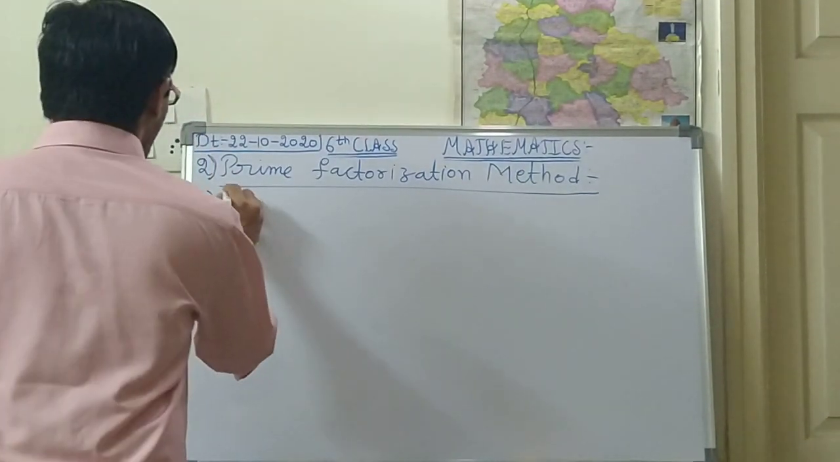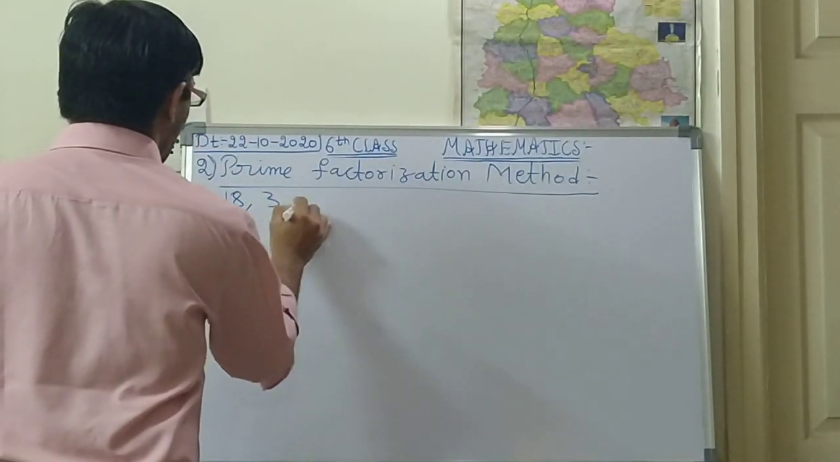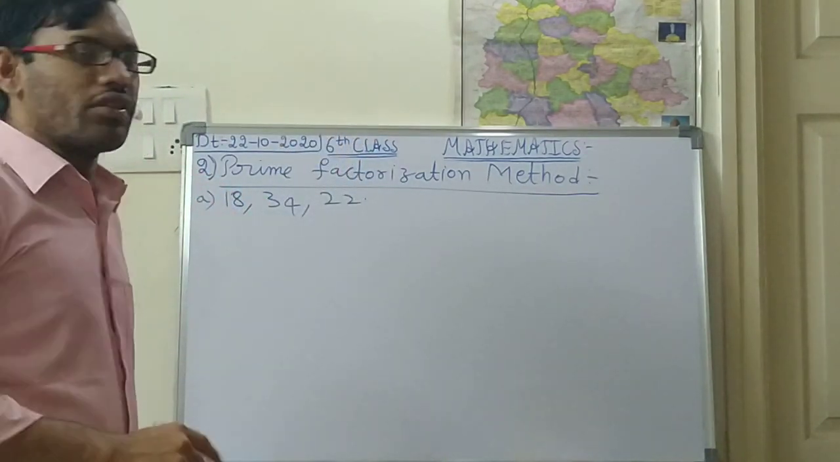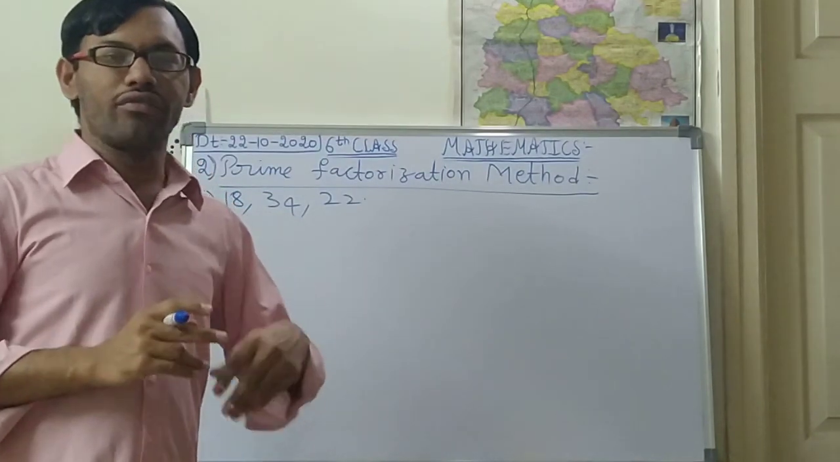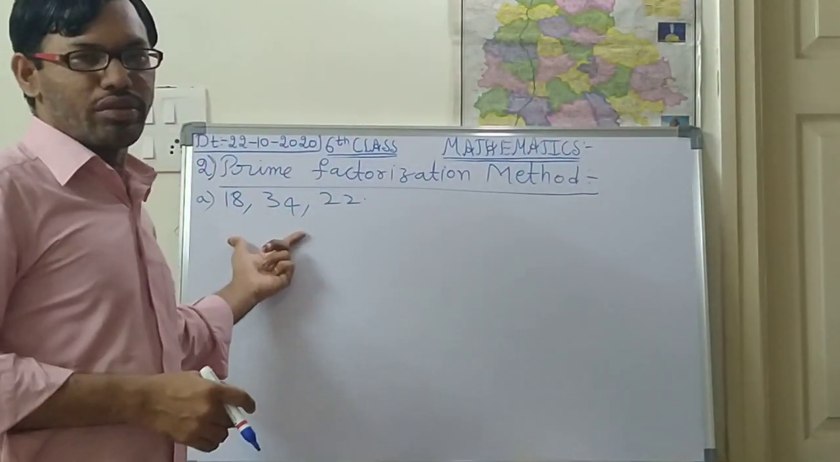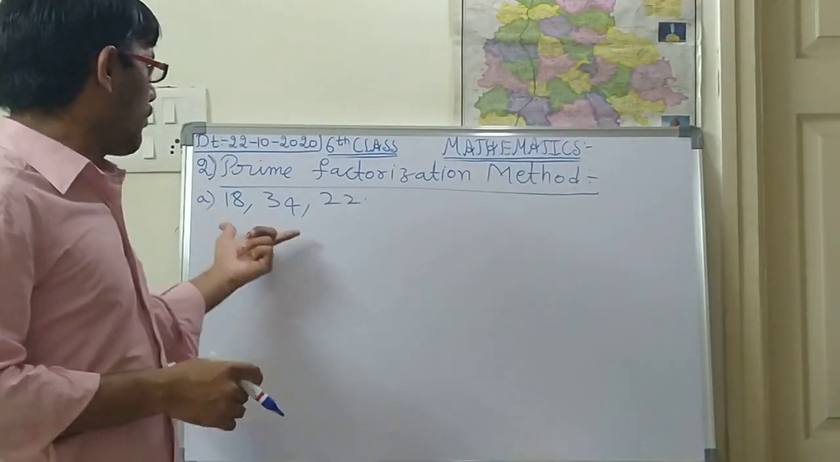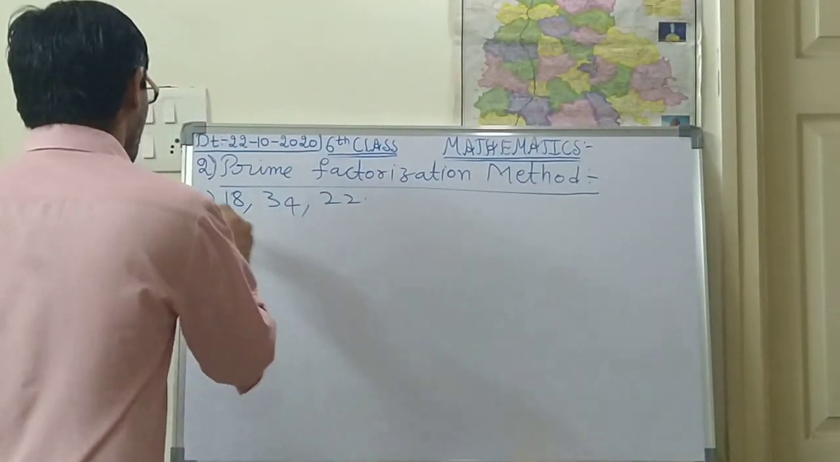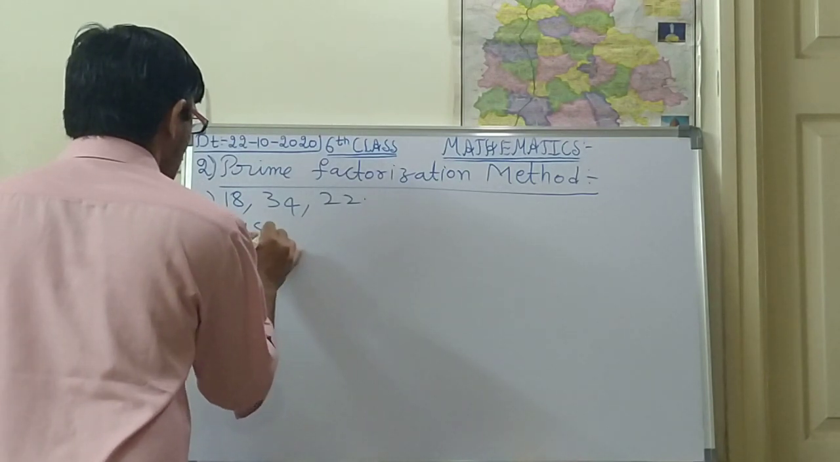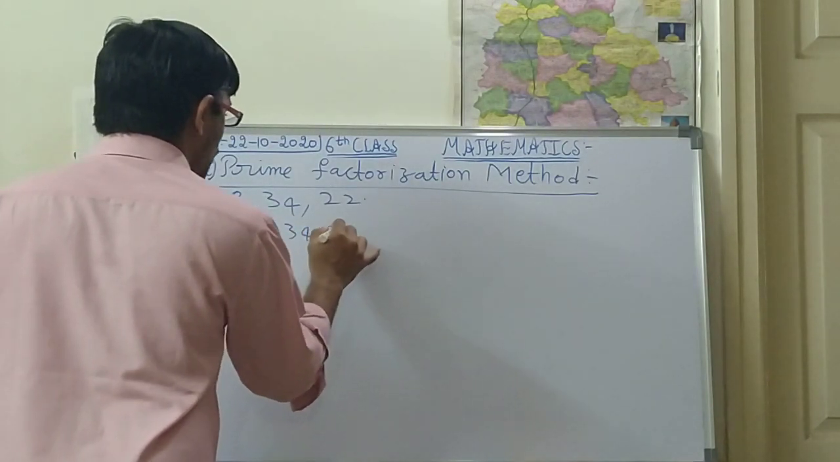Okay? So 18, 34, 22. Now three numbers are there. Previously we have done with only two numbers. Now we are doing with three numbers. So how to do? This method is the same. First 18, 34, 22.